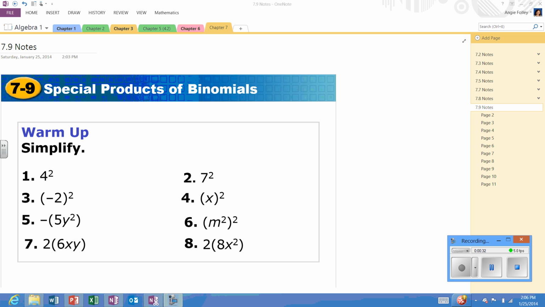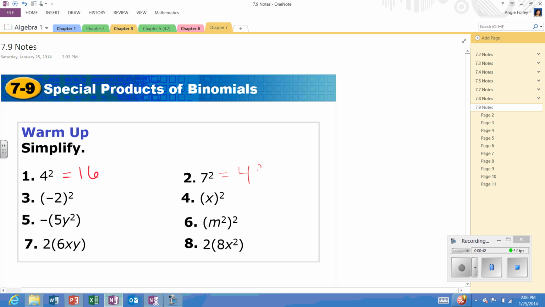Okay, so 4 squared. When we multiply 4 by 4, we get 16. Number 2, 7 squared means 7 times 7, so that is 49. Negative 2 times negative 2 is going to be a positive 4 because a negative times a negative is a positive. X, and then all of that squared is going to be just x squared. Negative 5y squared, well, there's no exponent outside, it's just this negative sign, so we can drop off those parentheses and write it as negative 5y squared.